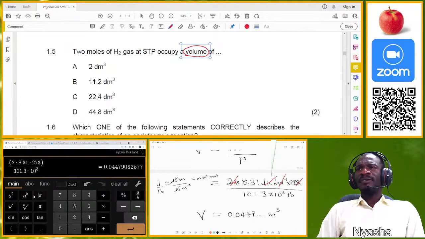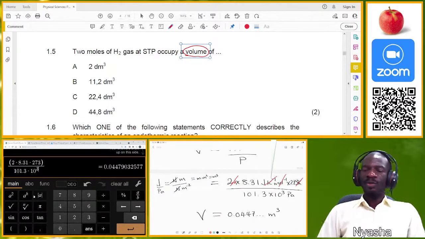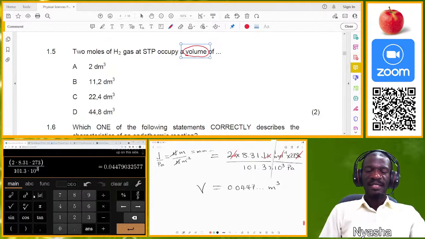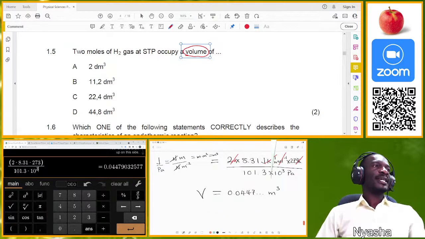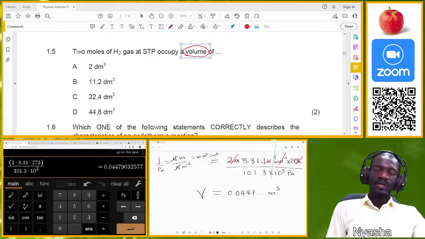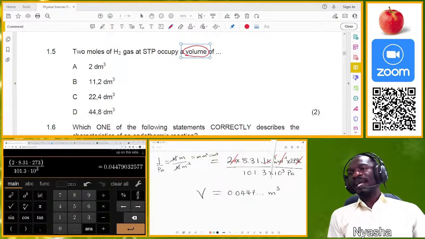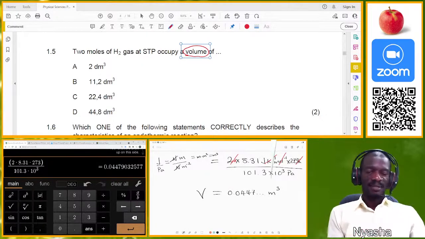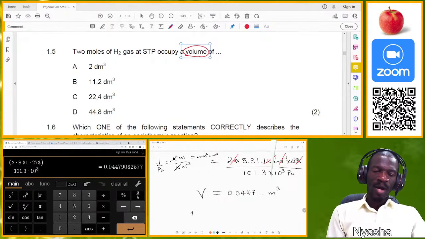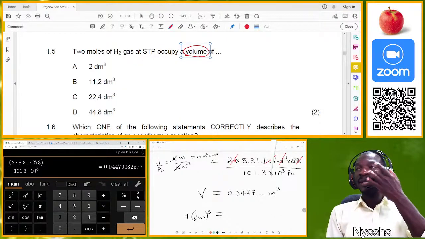As you can see, the values that are given are in dm cubed, or decimeter cubed. So the question is, how do you compare a decimeter to a meter? We want to compare 1 cubic meter and 1 decimeter. If you cube 1 decimeter, you would get 1 dm cubed.